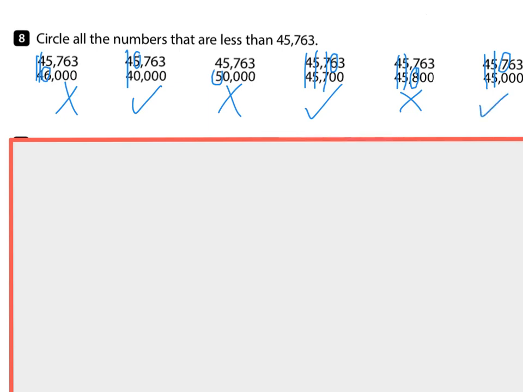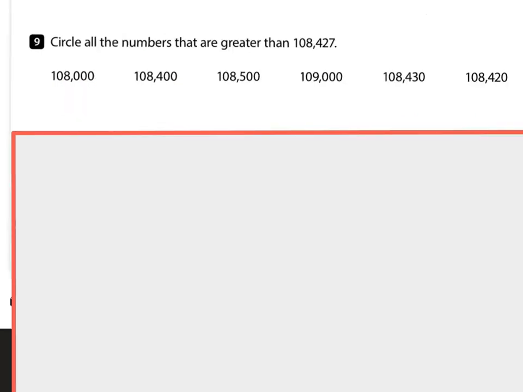All right, let's move on to number 9. All right, number 9, circle all the numbers that are greater. So this time we're looking for greater than 108,427. So let me go ahead and stack all of these numbers. Stack this number on top of all of these numbers.